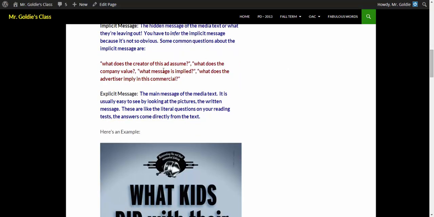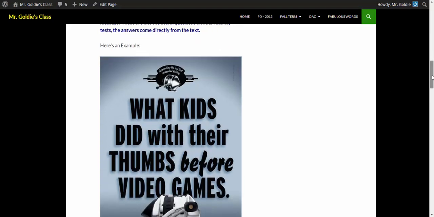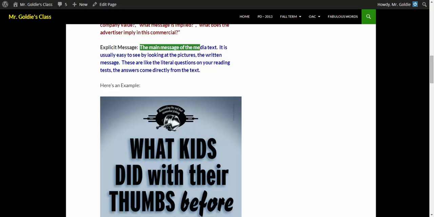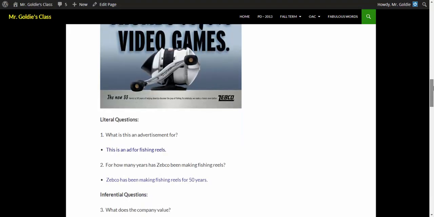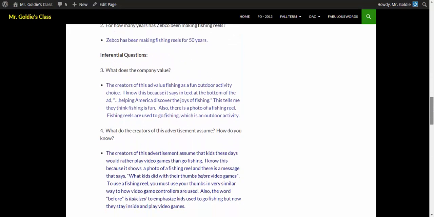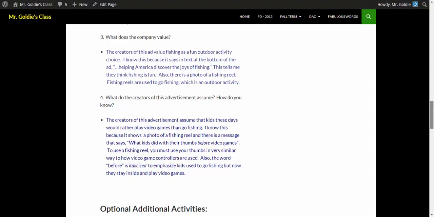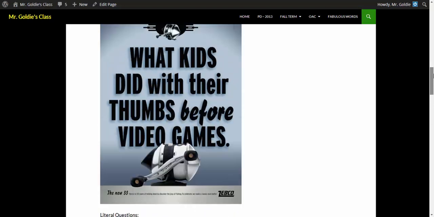Okay? So the explicit message, on the other hand, is the main message of the media text. It's usually pretty easy to see by looking at the pictures or the written message itself. These are like the literal questions on your reading tests. The answers come directly from the text, and they're quite easy to find. So here's an example of a media text, okay, and I'm going to show you how to analyze it exactly the same way you need to do it on the assignment. Okay, so that'll be in the next video.